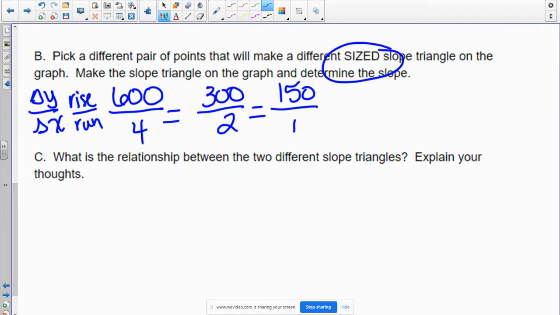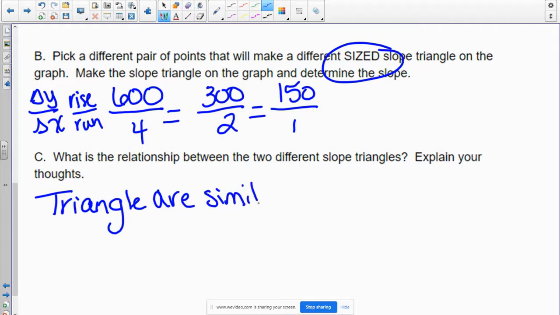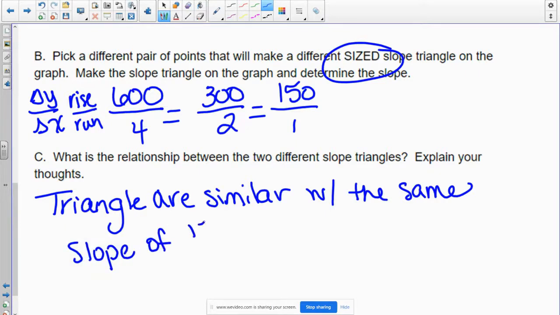So what finally is the relationship between these two slope triangles? Well, the triangles are similar triangles. Remember, similar means the same shape but different size, but the sides have to be proportional. And since both of these proportions reduce to that same amount of 150 over 1, we can say they're proportional with the same slope of 150 over 1.